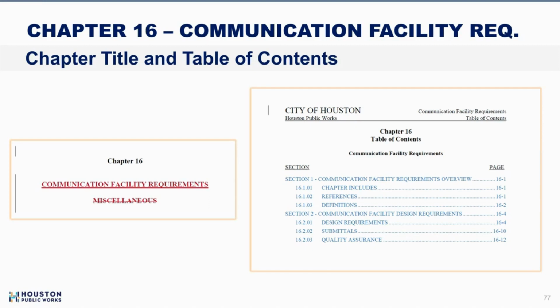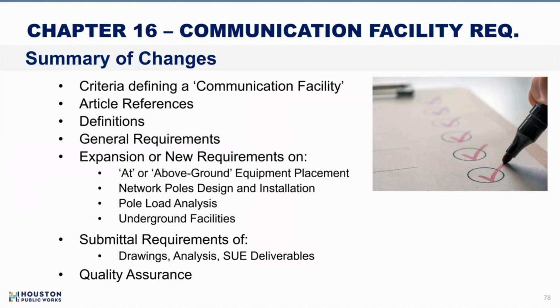Beginning with the table of contents, this chapter is divided into two main sections. The first section is an overview of communication facilities, which includes references and definitions. And the second section explains more of the technical aspects for communication facilities, which include design requirements, submittals, and quality assurance. Many details in this chapter are new or have been changed, clarified, or expanded. These include criteria defining a communication facility, article references, definitions, general requirements, expansion or new requirements, submittal requirements of drawings, analysis, and SU deliverables, and quality assurance.